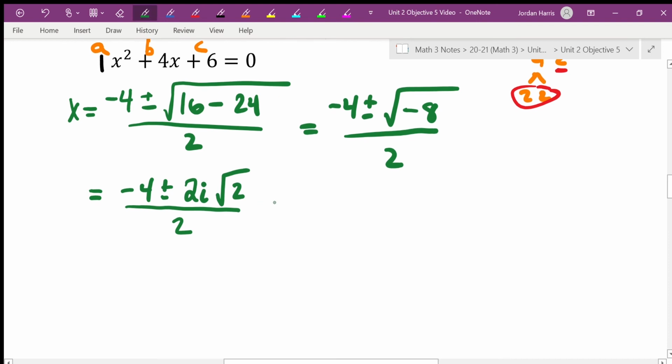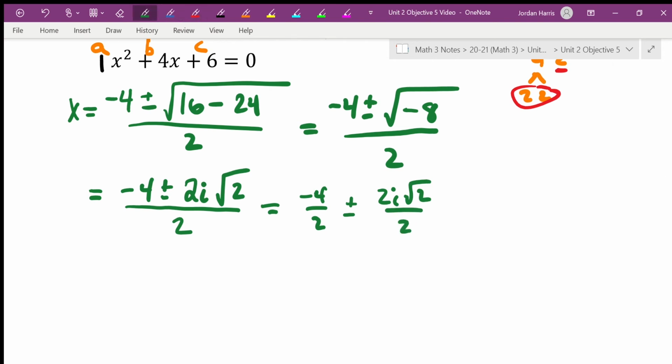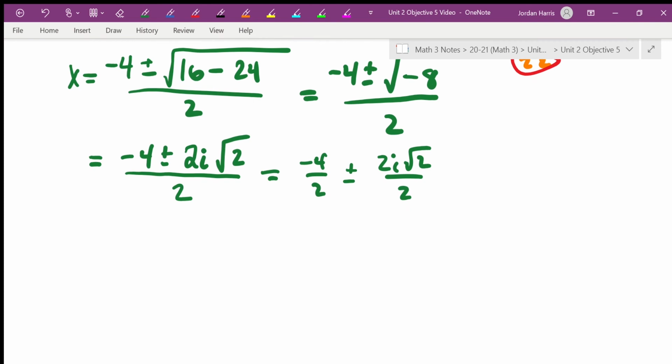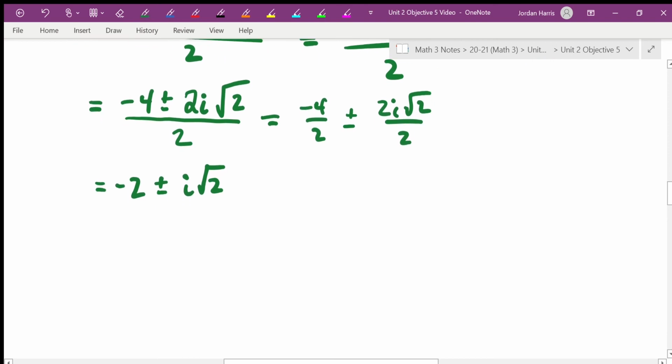Okay, so I can separate. So I have negative 4 over 2 plus or minus 2i root 2 over 2. Since we're dividing, we can indeed simplify. Remember, adding and subtracting is when you need like terms. Multiplying and dividing, you can actually do. So I end up with negative 2 plus or minus i root 2, because the 2 and the 2 simplify to 1. 4 and 2 make negative 2.